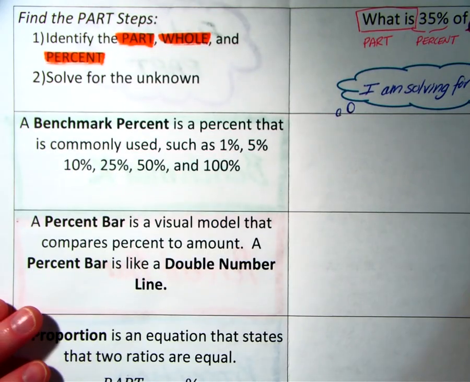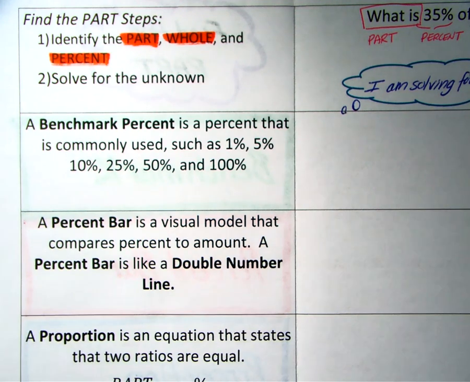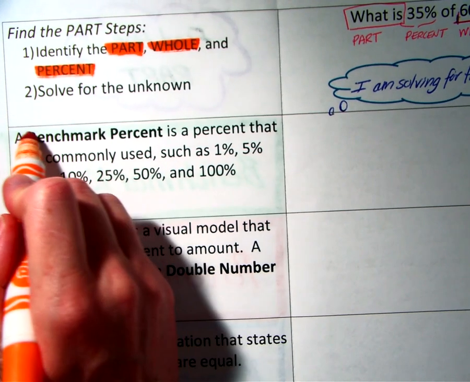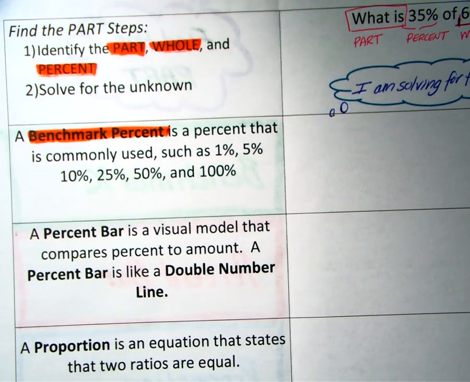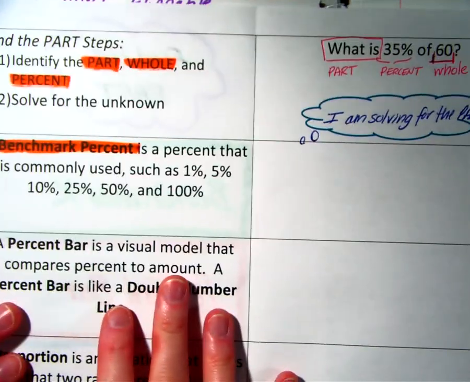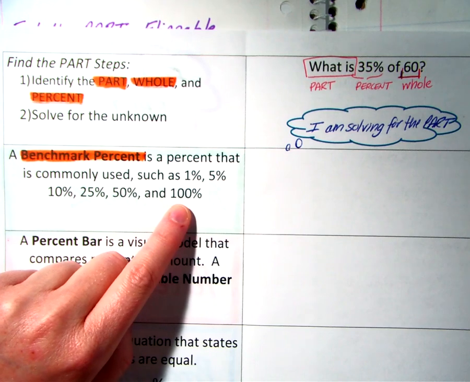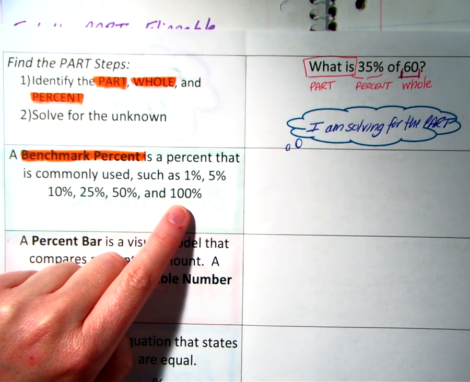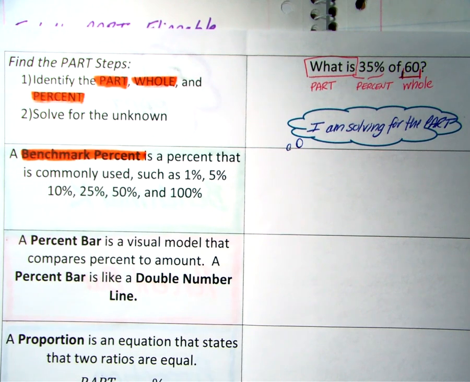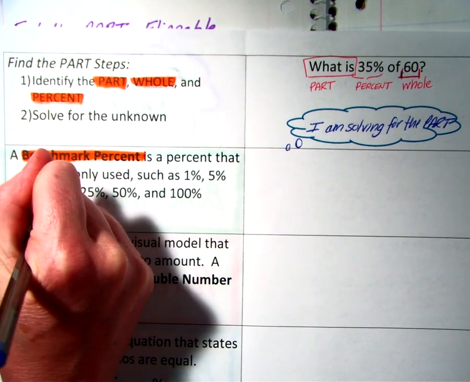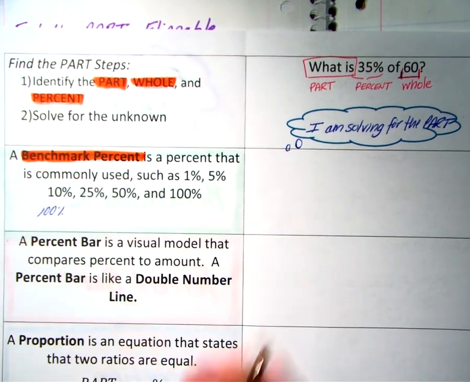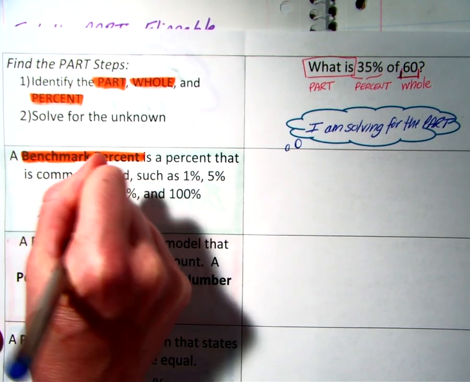Benchmark percent is a percent that is commonly used. You guys were super strong at this concept. 1%, 5%, 10%, 25%, 50%, and 100%. I'm using the orange marker as a highlighter. In this scenario, 100% of all the box of crackers is how many crackers? If I had all the crackers, I would have 60.